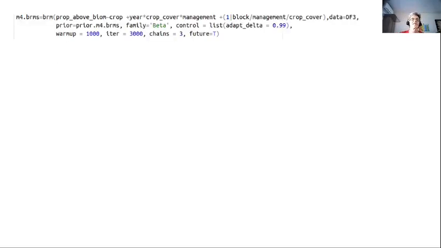Then I run the model. I fitted the model m4.brms with the population level and group level effects, with the priors that I just defined. Beta and the rest of the components were discussed in previous videos and need not be repeated here.